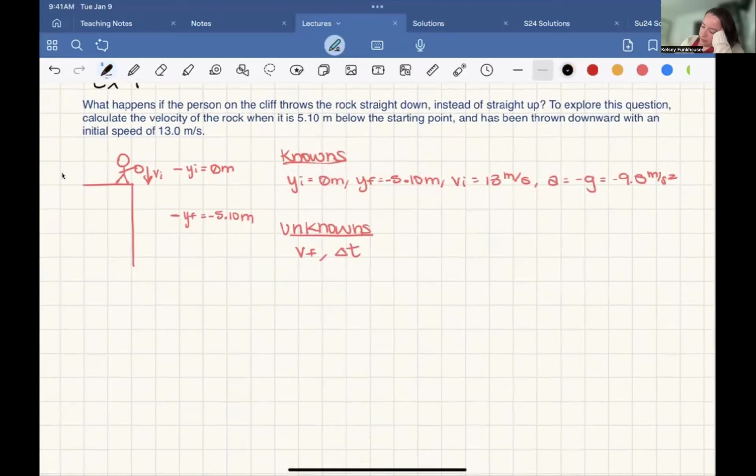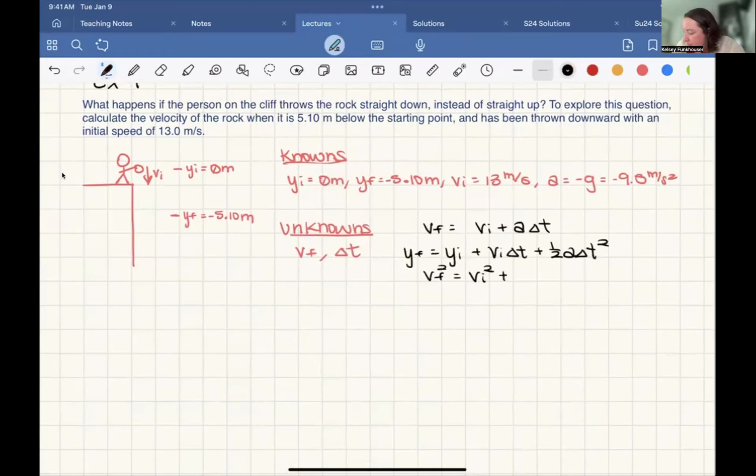I'm going to leave out the one where it requires 0 acceleration because we know we're not dealing with that situation. So v final equals v initial plus a times t, and we will plug g in later. You don't have to do it this way. You can use g in your equation already. Then y final equals y initial plus v initial times the time interval plus 1/2 acceleration times the time interval squared, and v final squared equals v initial squared plus 2 times acceleration times the displacement.